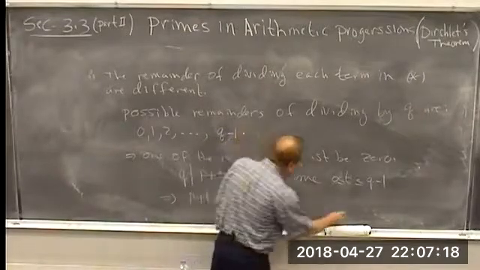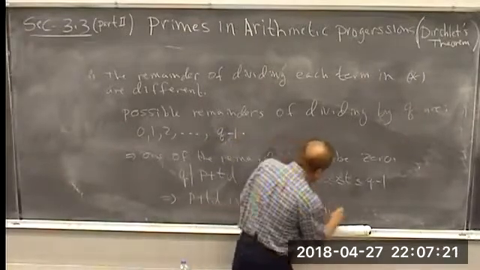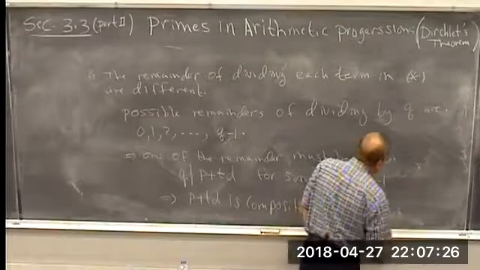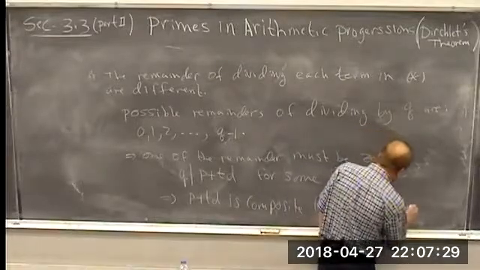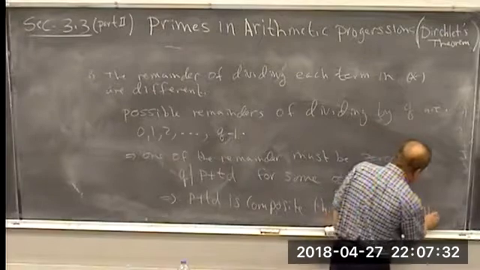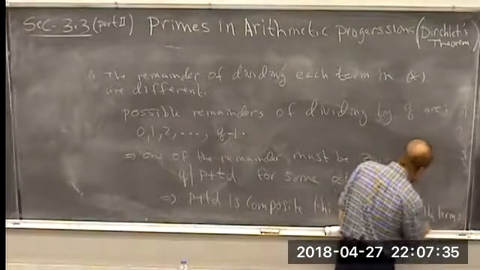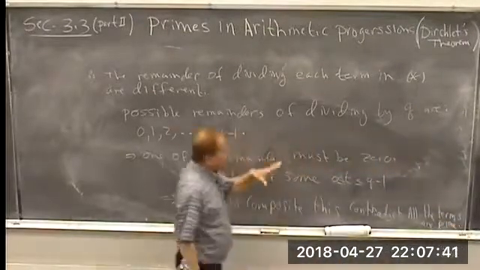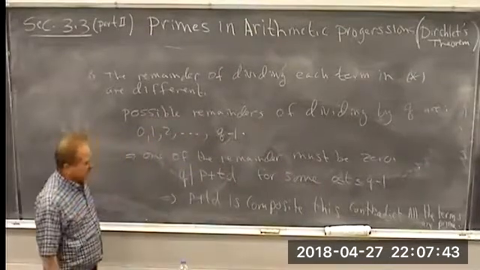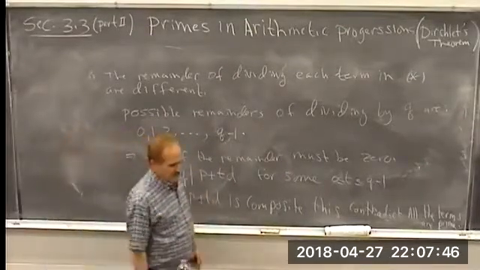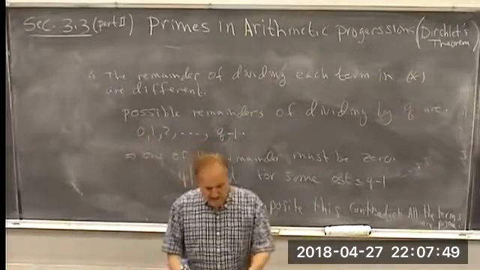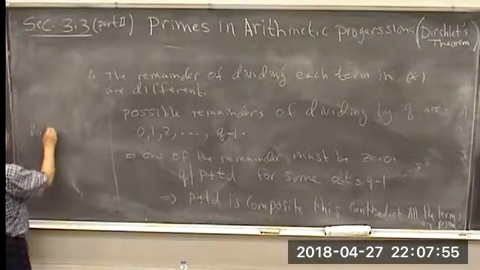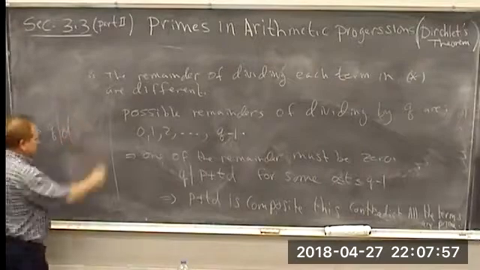But this is a contradiction. This contradicts that all the terms are prime. So all the terms in that arithmetic progression, we said they are prime, so we obtain a contradiction, and the net result is therefore that we must have q divides d.